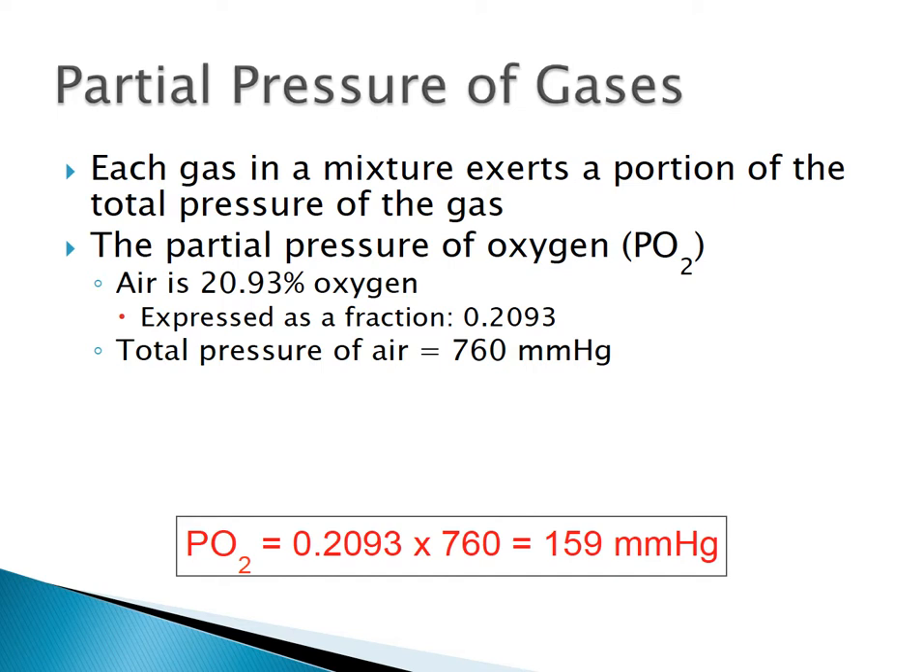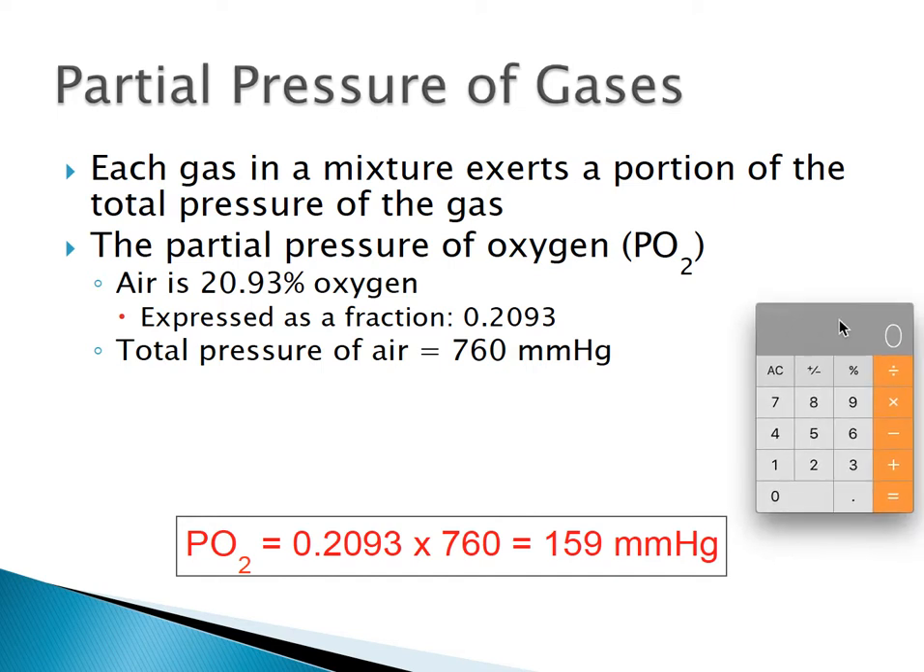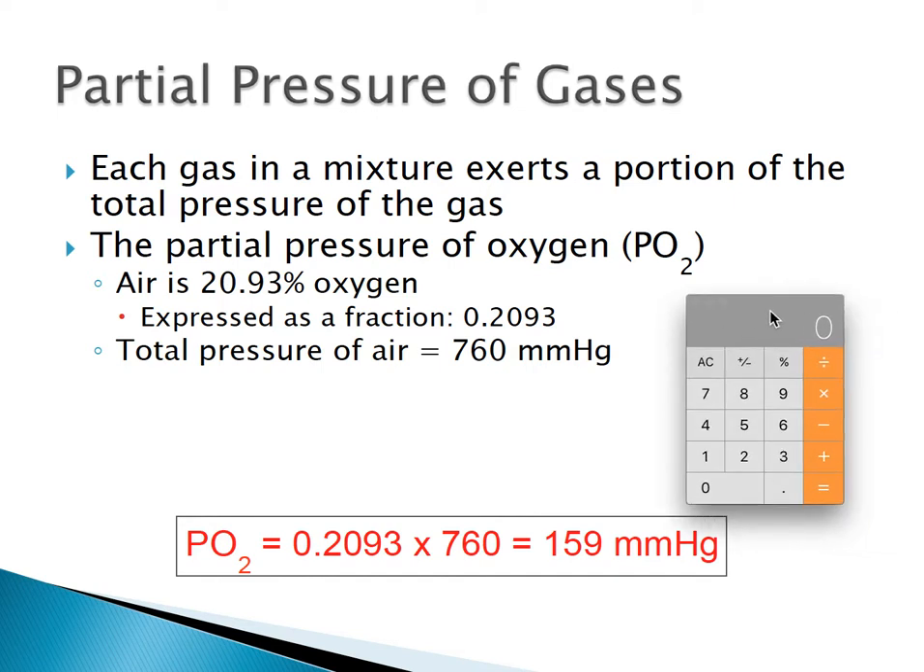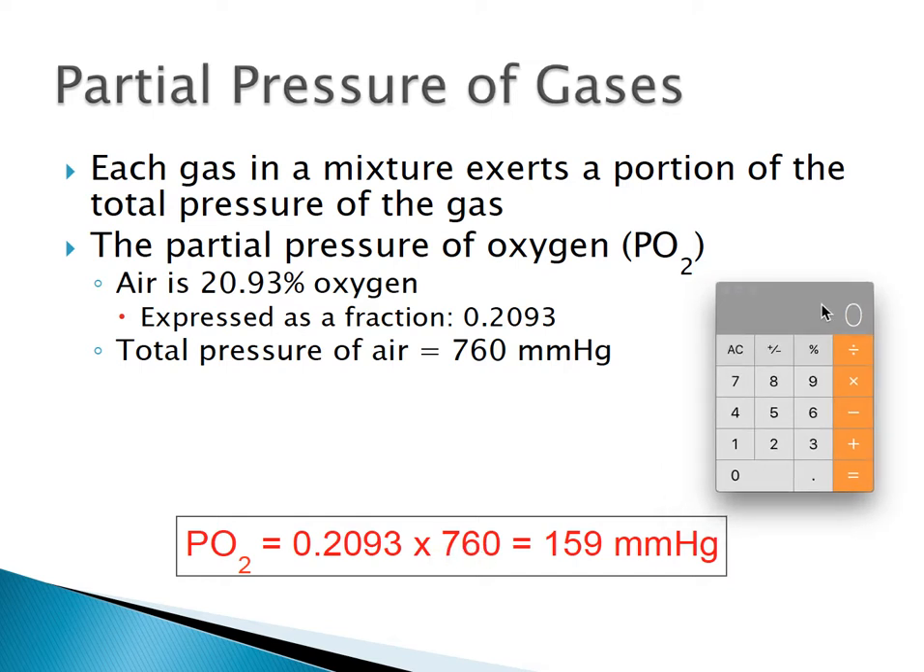So I think I posed a question in notes earlier. What would be the partial pressure of oxygen if we spent the rest of our semester and hiked up Mount Everest? And so to start off with, these are the two things we need, right? We need to know the percent of oxygen on Everest, and we need to know the total air pressure on Everest.